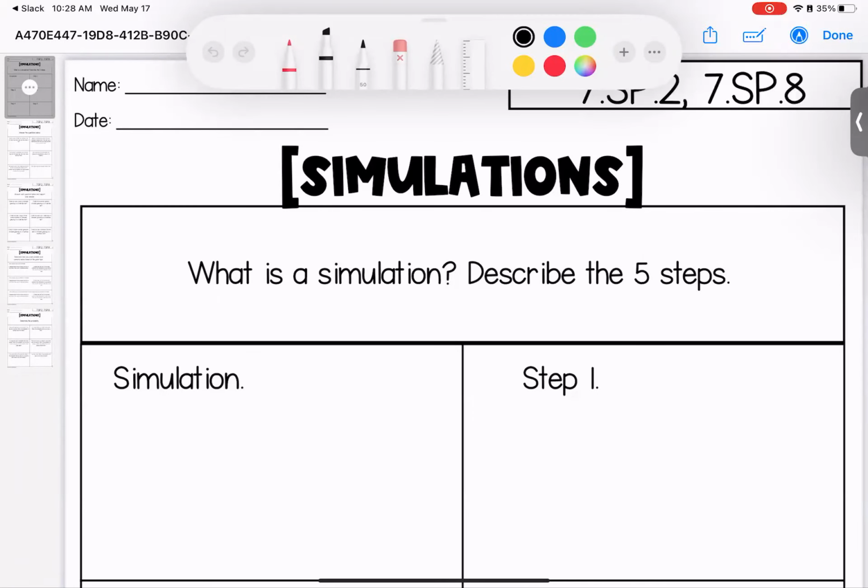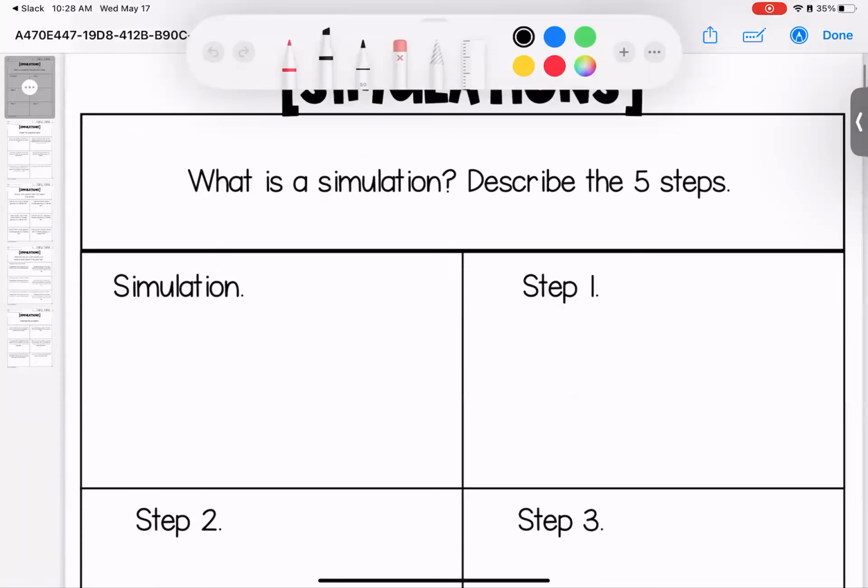All right, loves, let's talk about simulations. Simulations are probably one of the hardest parts about probability because we're actually putting it into action. So the first thing I asked you to do was tell me what a simulation was and to describe it. It's an experiment that makes a prediction about a real life situation.